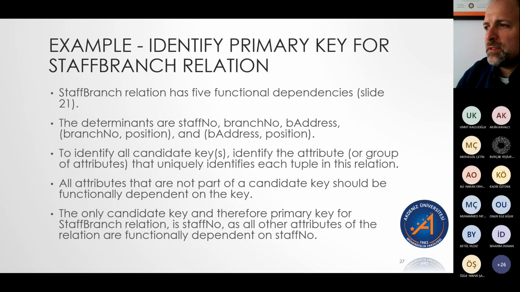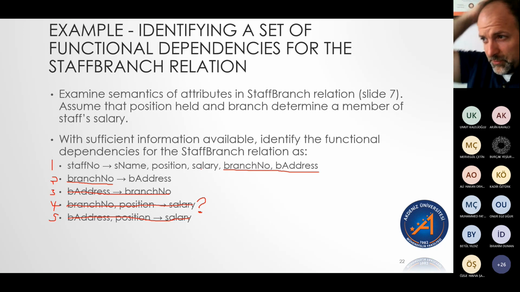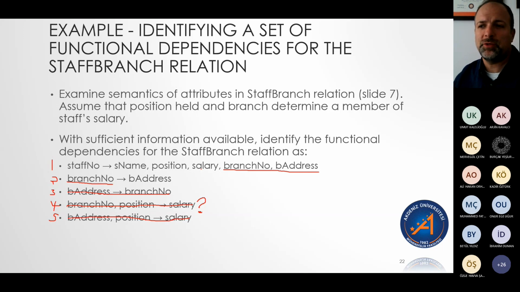So our determinants, if we look back at slide 22, I think is actually what we're looking for. Yeah. So if we look here, so for our staff branch relation, what column or combination of columns should be our primary key? What do you think? What column or set of columns, its value determines all other columns? Right. Staff number on its own determines all of our columns.